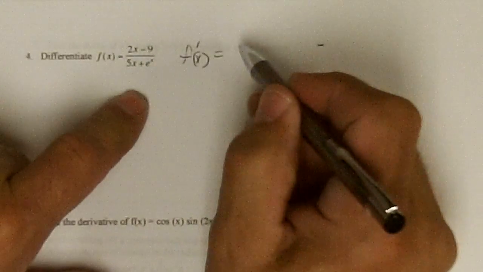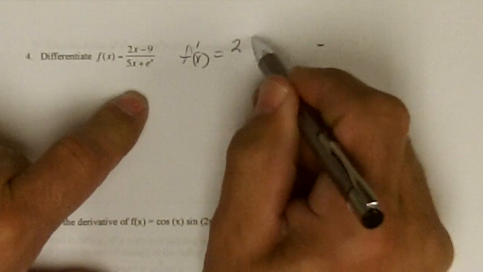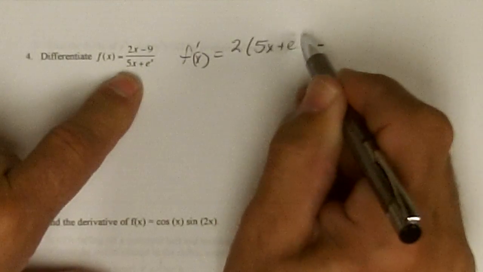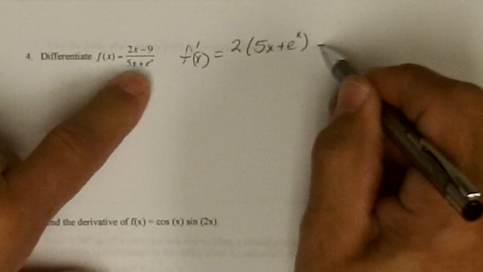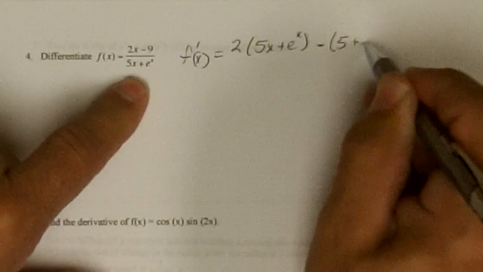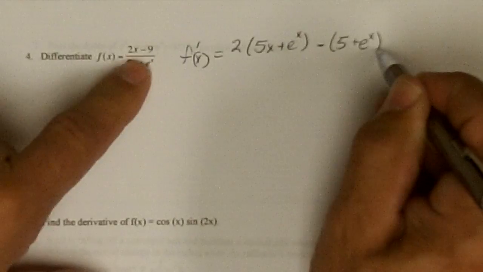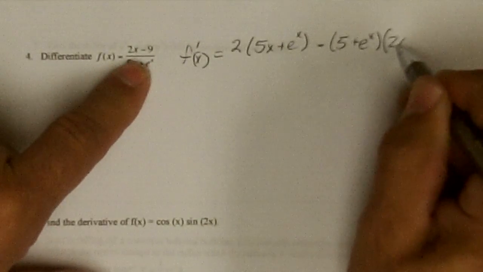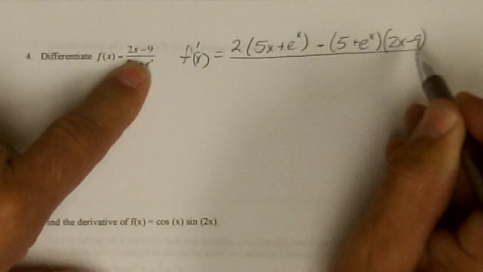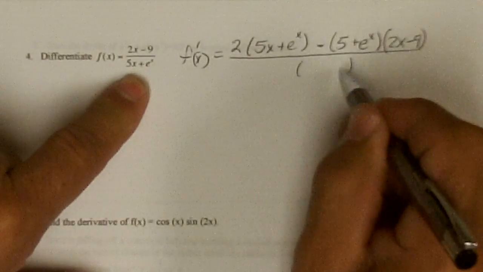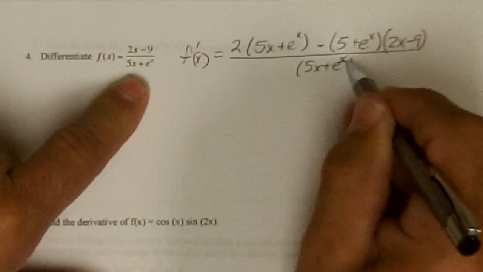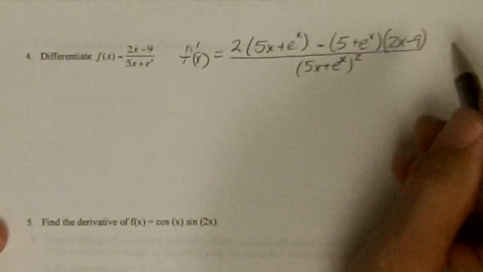So the derivative of the numerator, which is 2, times the denominator, 5x plus e to the x, minus the derivative of the denominator, which is 5 plus e to the x, times the numerator, 2x minus 9. Get used to using parentheses. Over the denominator, 5x plus e to the x squared. And that's the quotient rule.